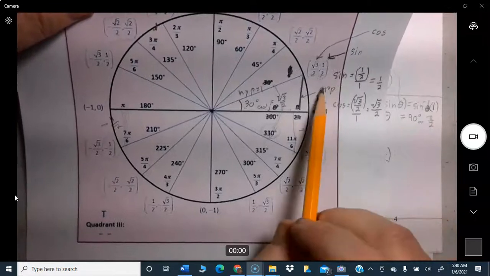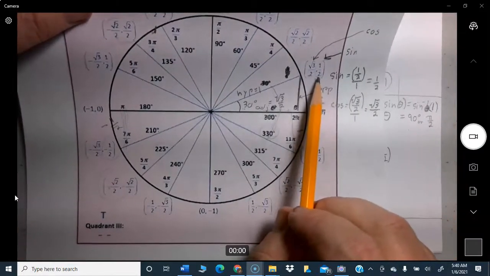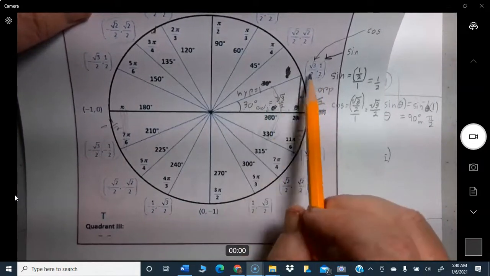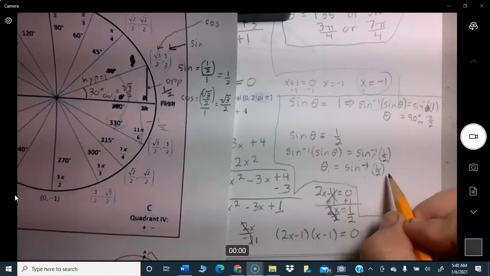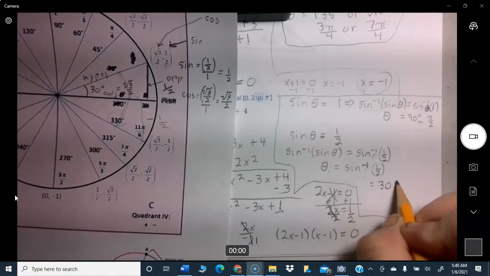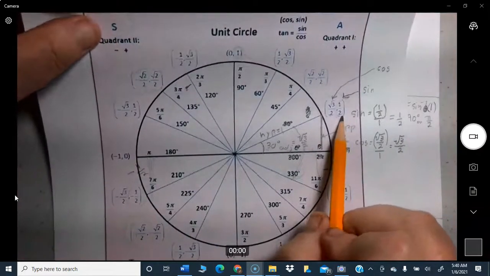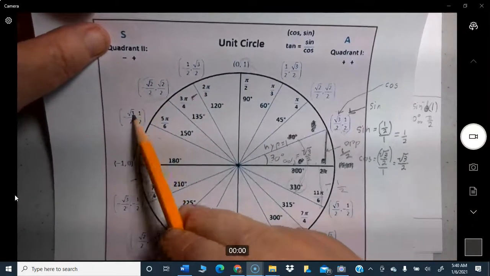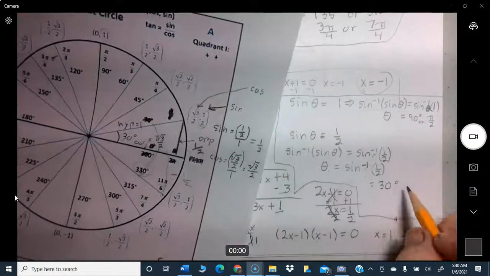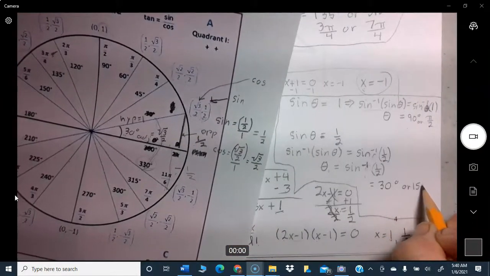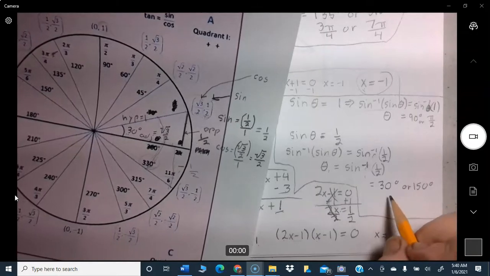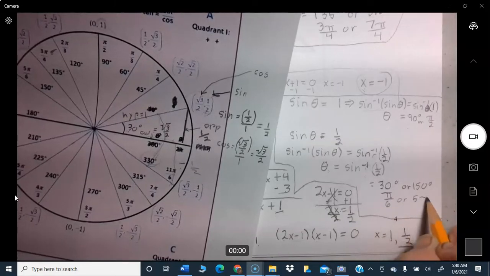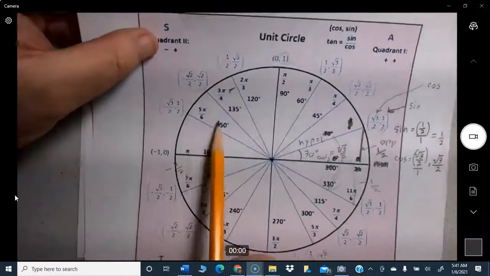So where do I see that? Well, right here at 30 degrees. The sine of 30 degrees is 1/2. So that means theta equals 30 degrees, but where else? Just go around. Where else do you see a 1/2 where the sine is? Right there. So that would be 150 degrees. And that could also be pi over 6 or 5 pi over 6.